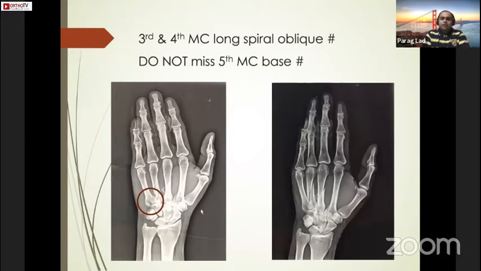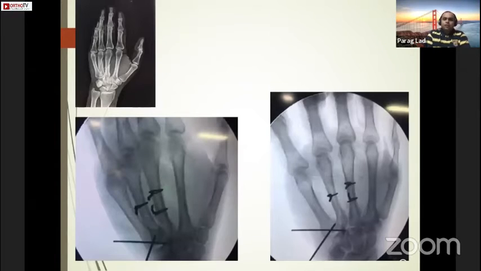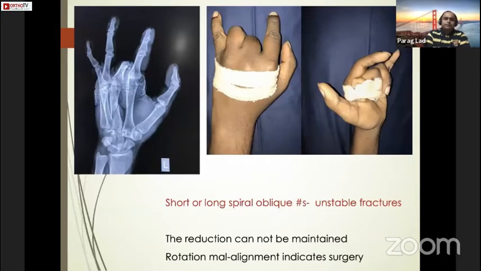In this X-ray as shown, the patient has a third and fourth metacarpal long spiral oblique fracture. But when we see this X-ray, do not miss the fifth metacarpal base fracture while fixing this. As we have discussed why they are important, I will tell you again. So this is one way of fixing the spiral oblique fracture by cerclage wiring. Very thin gauge wires we can use circumferentially to fix this fracture. And the fifth metacarpal base fracture has to be fixed.